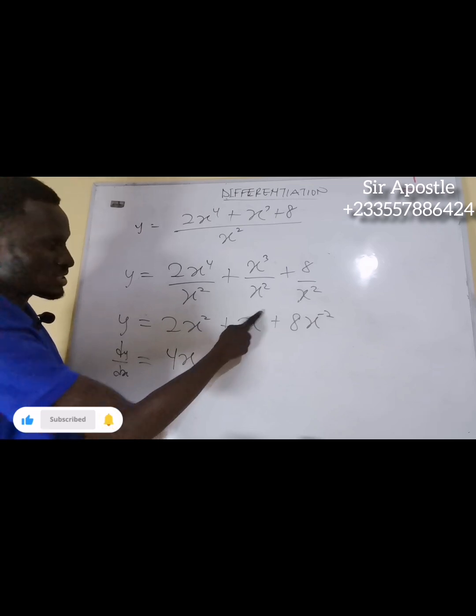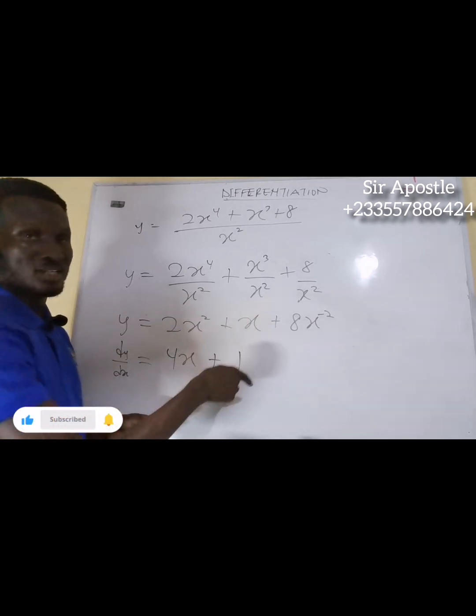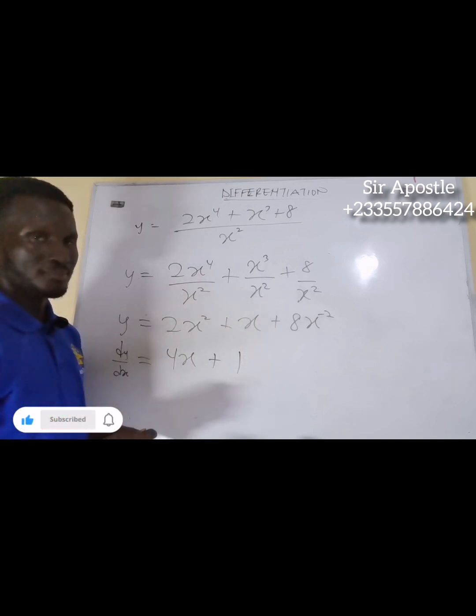Differentiate this one, what are we going to get? It is 1 times 1 is still 1. 1 minus 1 is 0. So the whole of this, the x will not come. It's left with 1. Don't forget.